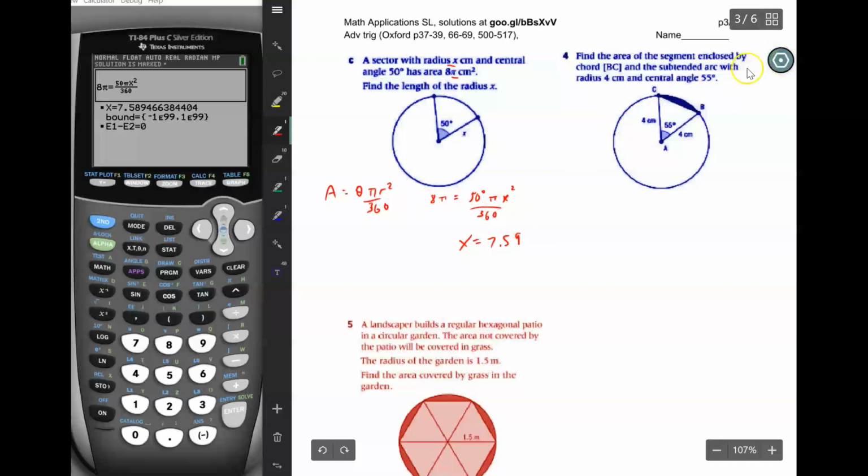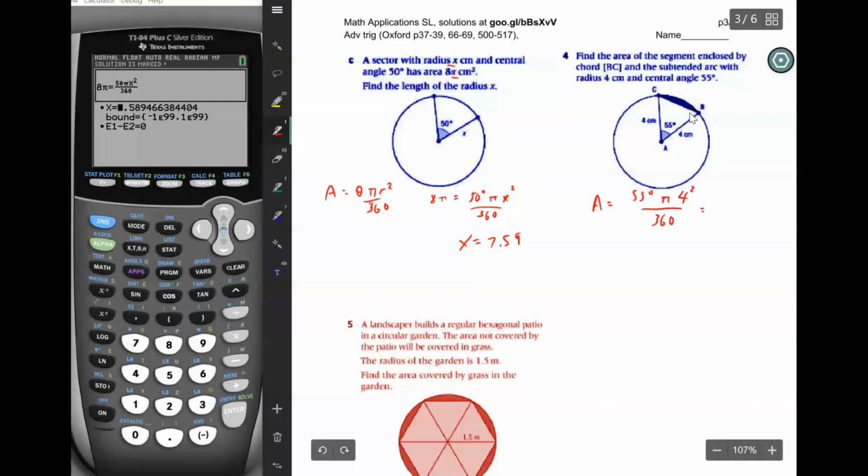Let's look at number 4. Find the area of the segment enclosed by the chord BC and the subtended arc with radius 4 and the central angle 55. So this is pretty straightforward. We are just going to use the right side of the formula. We don't know what A is, so we're going to put 55 degrees, pi r squared, which is 4 squared, and we divide by 360.